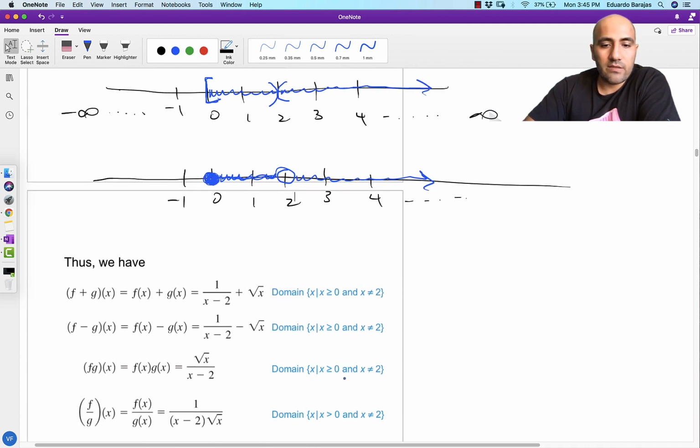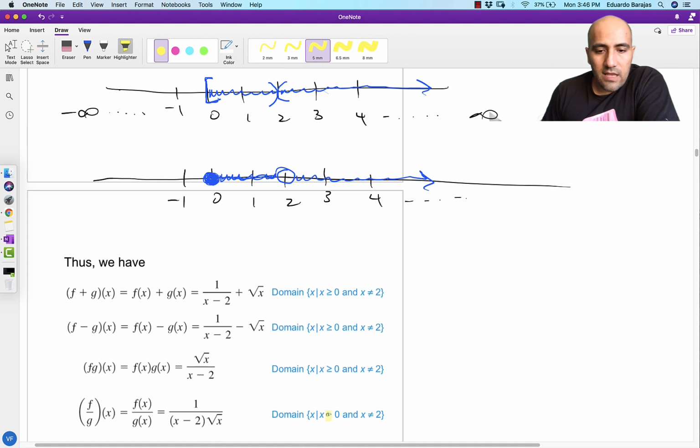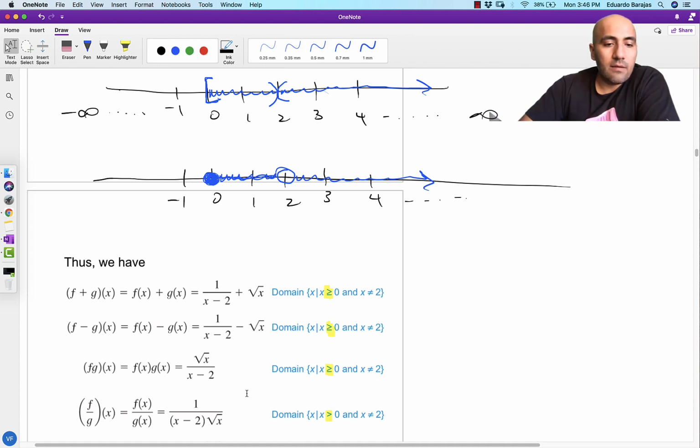Same domain, same domain, same domain, except, notably, the only difference is that this guy does not have the equal sign underneath. So in all the first 3 cases, x is allowed to be 0. No problem having the square root of 0. The square root of 0 is just 0. No problems there. It only causes a problem here because we end up getting the square root of 0 in the denominator. Okay, so that's the description of the functions.